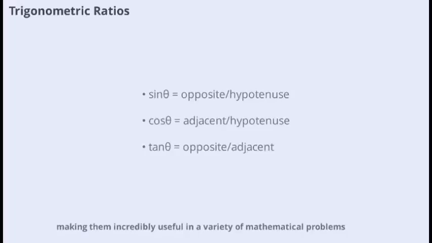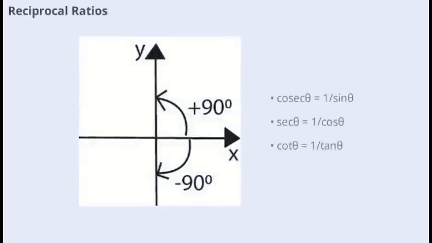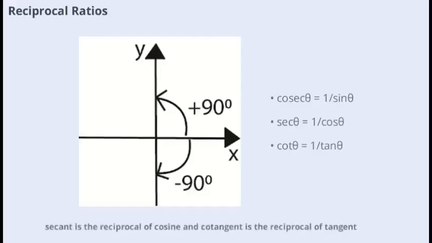In addition to the primary trigonometric ratios, there are three reciprocal ratios: cosecant, csc or cosec, secant, sec, and cotangent, cot. Cosecant is the reciprocal of sine, secant is the reciprocal of cosine, and cotangent is the reciprocal of tangent. These ratios are especially useful when solving more complex trigonometric equations and identities. Understanding both the primary and reciprocal ratios gives you a complete toolkit for tackling a wide range of trigonometric problems.